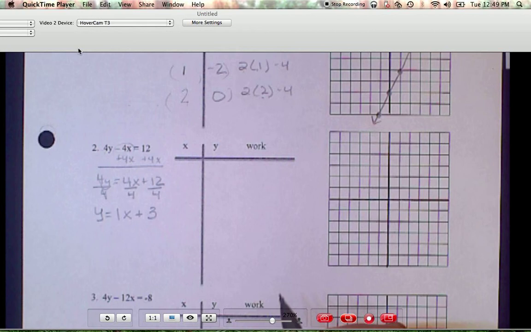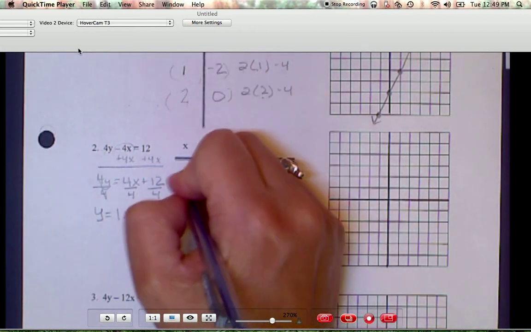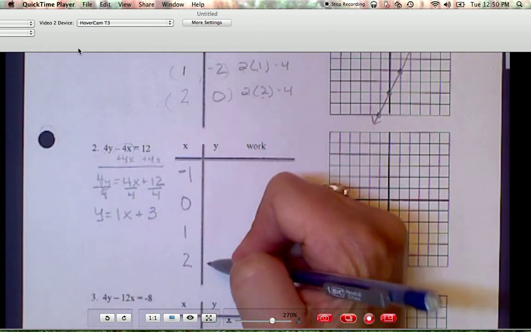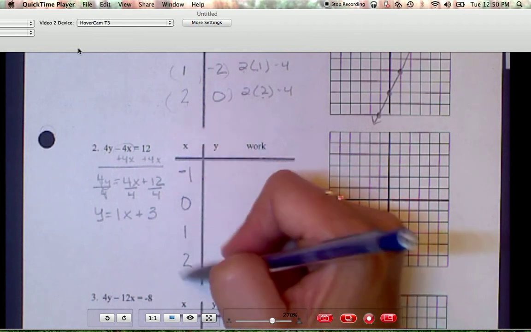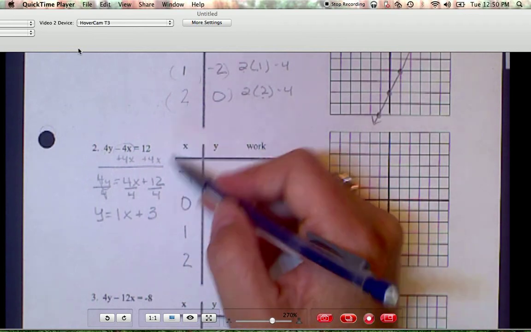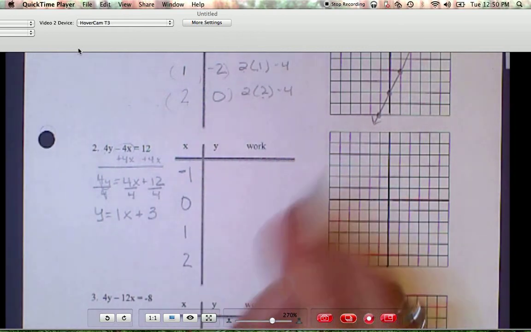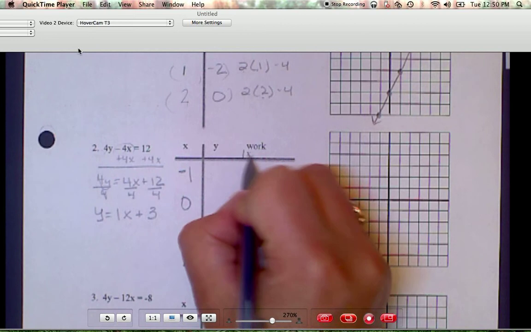So here's our equation. This is what we're plugging into. So we're still going to use the same value of x's, negative 1, 0, 1, and 2. Remember, this is called, we haven't learned this yet, I don't think, but this is called the domain. So the domain for these tables will always be these, except for the exception we'll talk about here in a second. And then this is the equation we're plugging into, 1x plus 3.